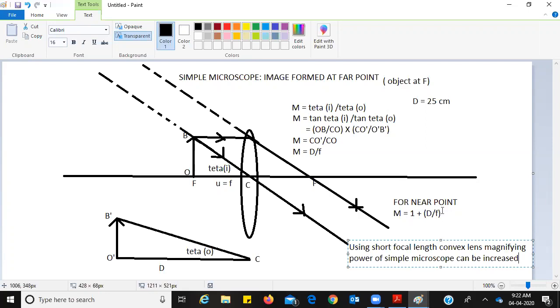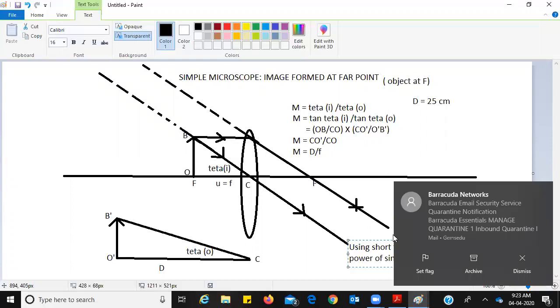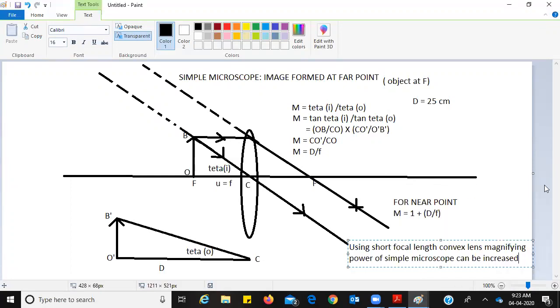Here only you can say decreasing the focal length will help to increase the magnifying power. Fine. Sir, what if we used LCM and made it f plus d by f? Okay, but f is there in the numerator then, no? So it's still not inversely proportional. In this case you can see it directly, it's inversely proportional.